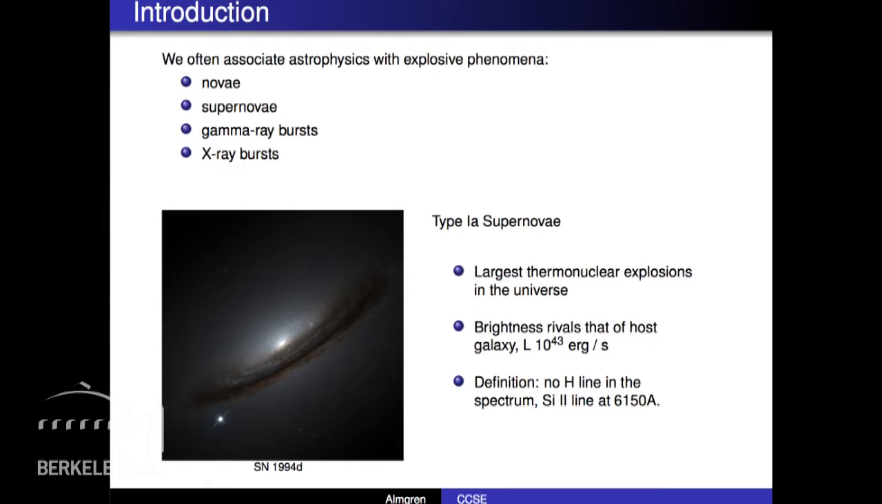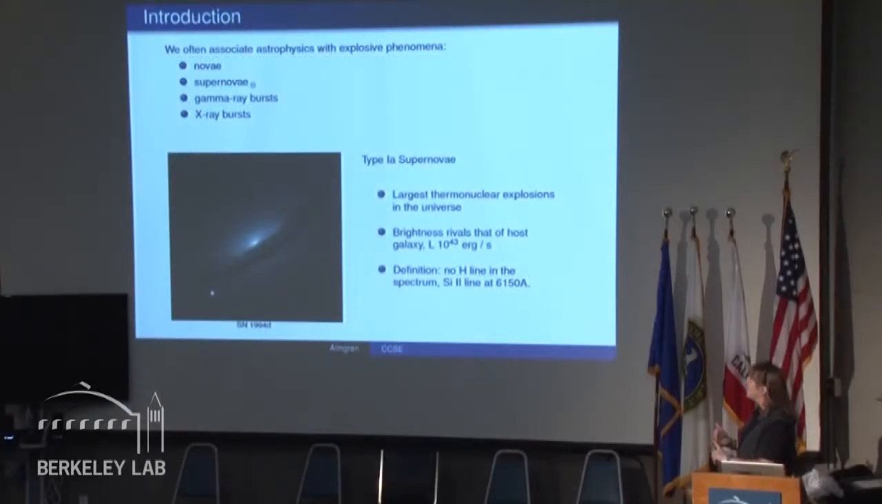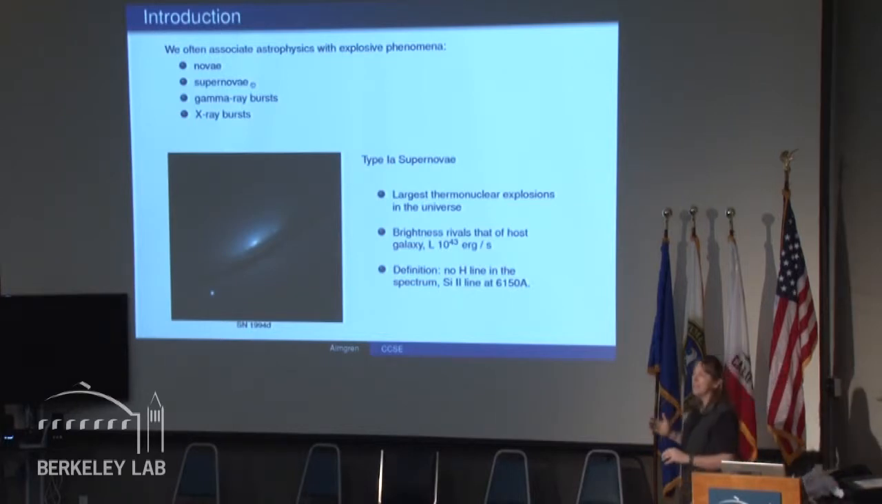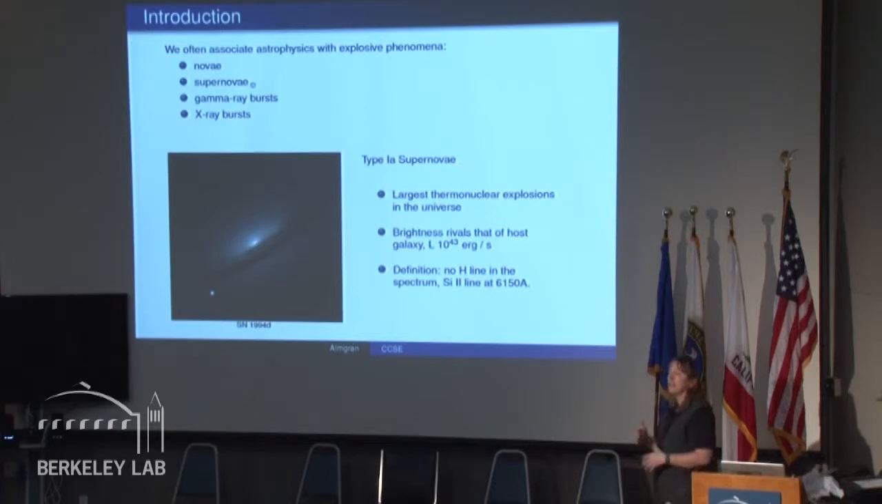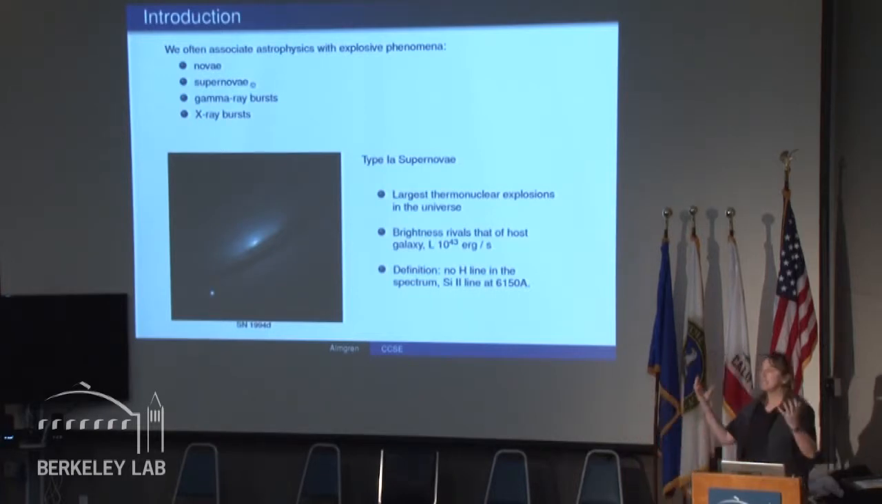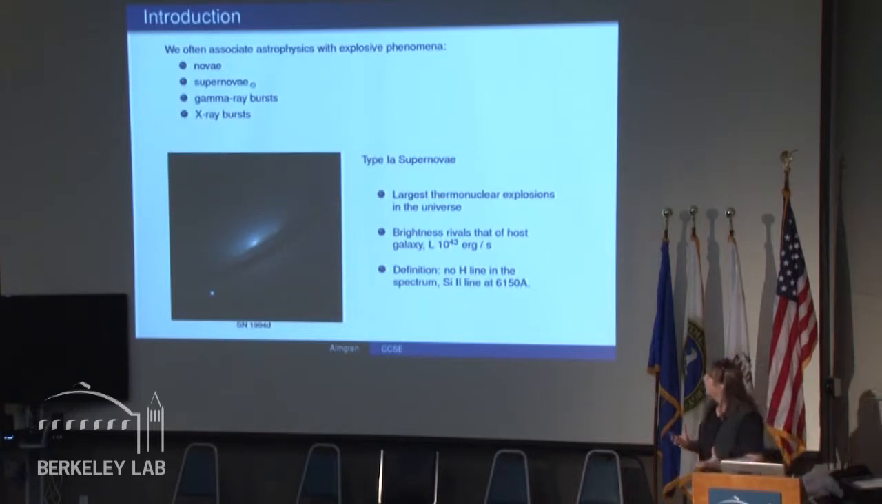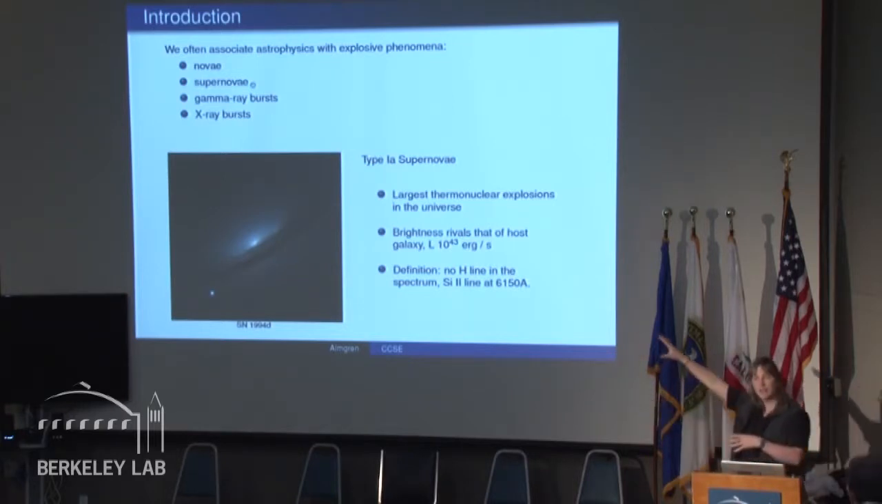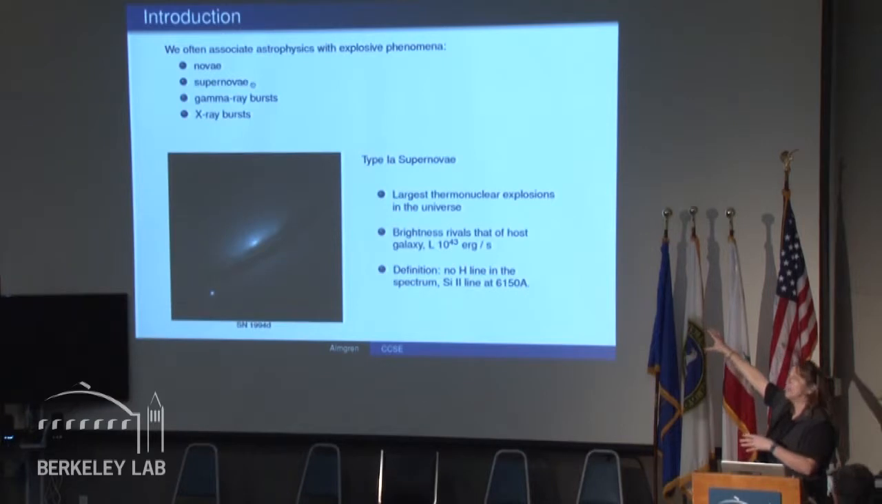The type of things that we think about with astrophysics, we think about novae, we think about supernovae, we think about gamma ray bursts, or maybe we don't think about those, but those are things that blow up. X-ray bursts, those are all very compressible, very explosive phenomena, and they're the ones that make astrophysics really interesting. We actually have modeled several of those. The one I want to focus on is type 1a supernovae.